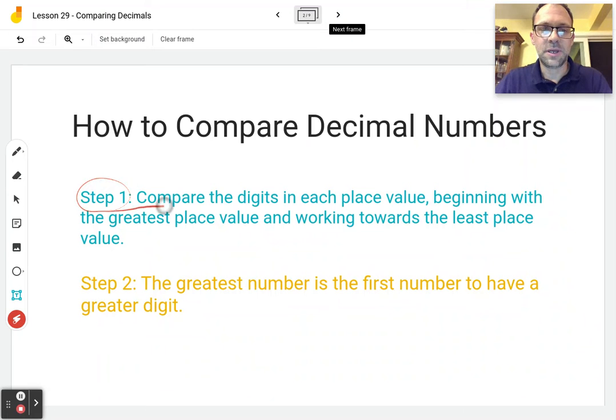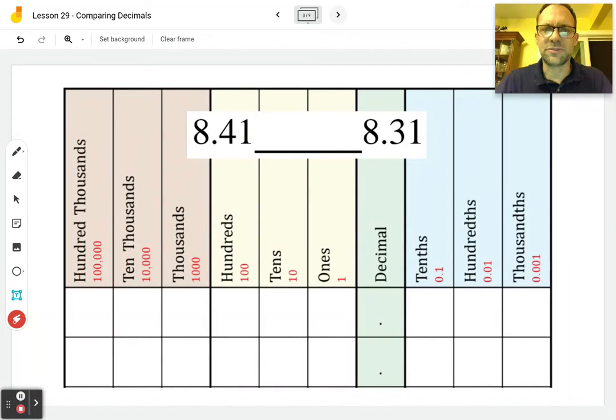Step 1. Compare the digits in each place value, beginning with the greatest place value and working towards the least place value. Step 2. The greatest number is the first number to have a greater digit. Let's see what we mean by that by doing a ton of examples.